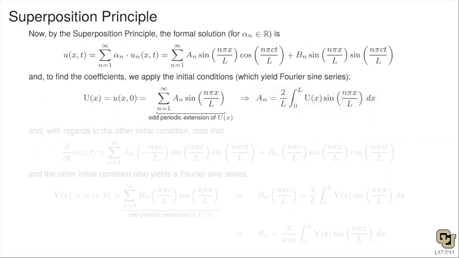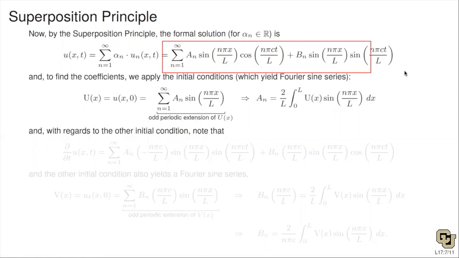Now I'm going to take a derivative, because the other initial condition is that partial u partial t equals v of x. So we're going to take the t derivative of this sum. The only terms that are going to be affected are the cosine n pi ct and the sine n pi ct. You remember the derivative of cosine is negative sine.